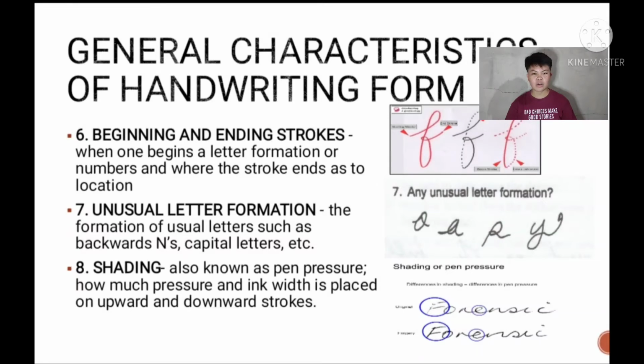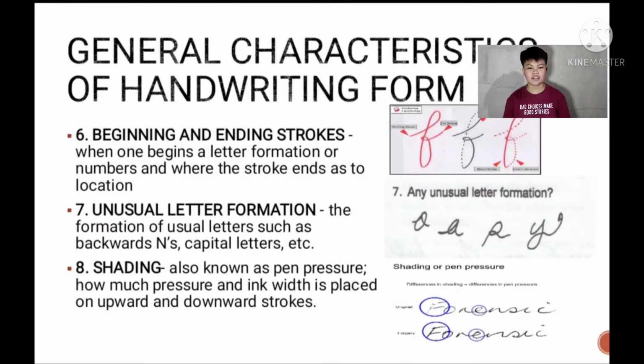Number 7 is unusual letter formation. The formation of unusual letters such as backwards ends, capital letters, etc. Unusual letter formation takes note of any peculiar, unique capital or lowercase letters. Does the writer add any extra curls or loops where the average author would not?